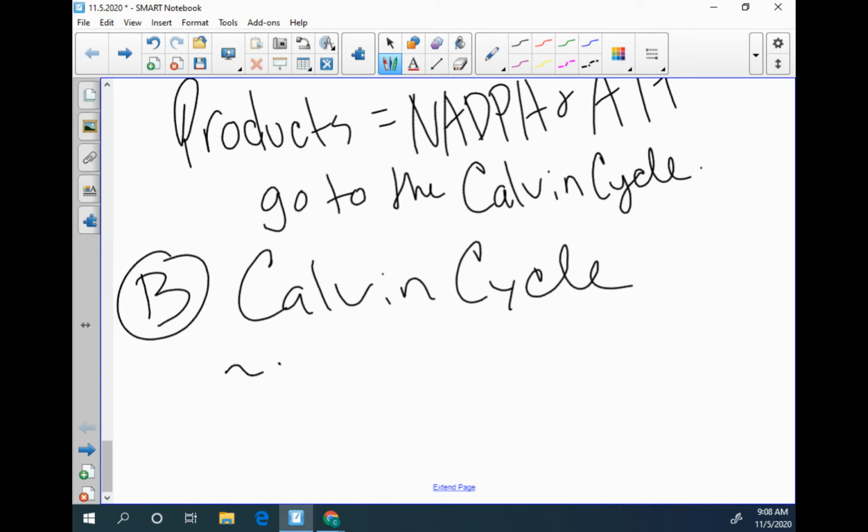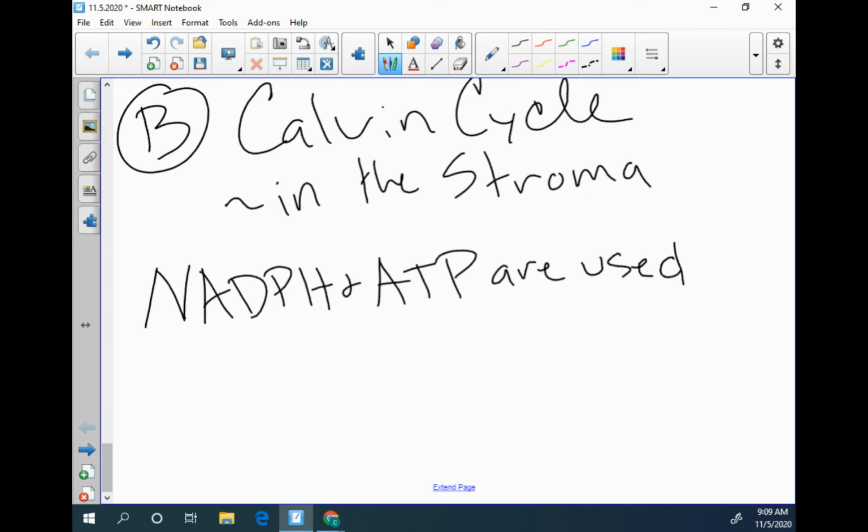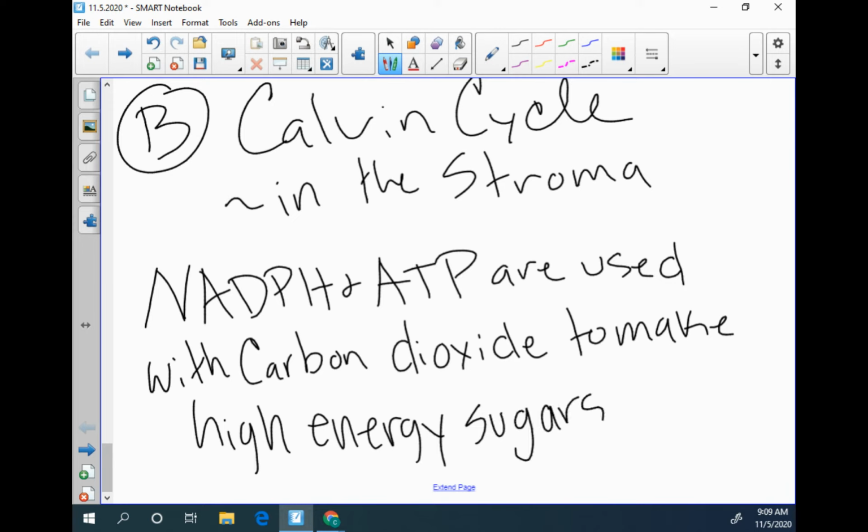The Calvin cycle happens in the stroma. And what happens is that NADPH and ATP are used with carbon dioxide to make high energy sugars. And that's what we eat to stay alive.